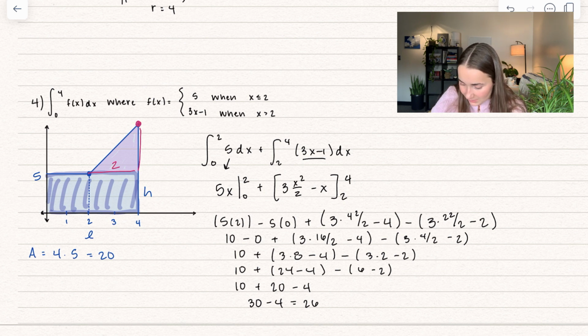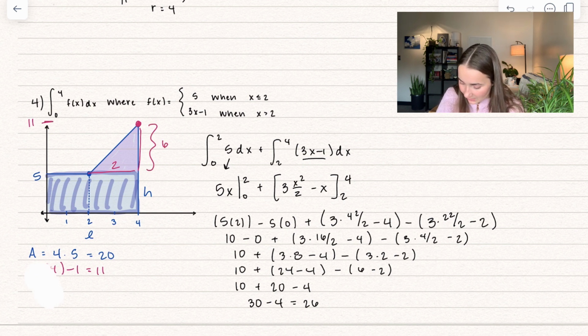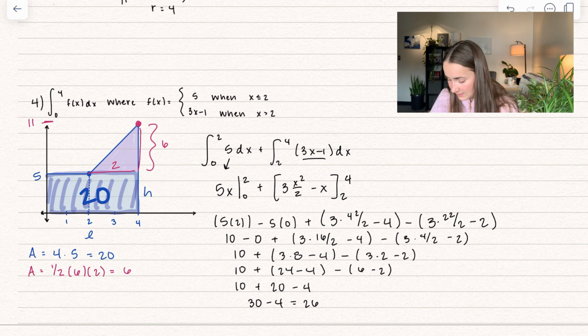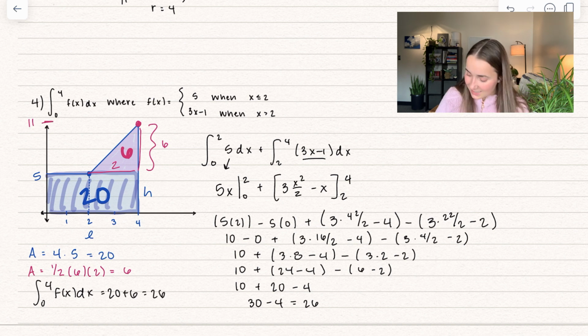Now let's find what the height is equal to. When I plug in this point into the function, we get 3 times 4 minus 1, which is equal to 11. So that means this goes up to a value of 11, and the distance between 5 and 11 is equal to 6. Now let's calculate that area. We first have an area of 20, and that represents the rectangle, and then we have an area of 6. And so the total area, or the integral between 0 and 4 of f of x dx, is going to be equal to 20 plus 6, which is equal to 26. So you can do it either way. Both of them totally check out.